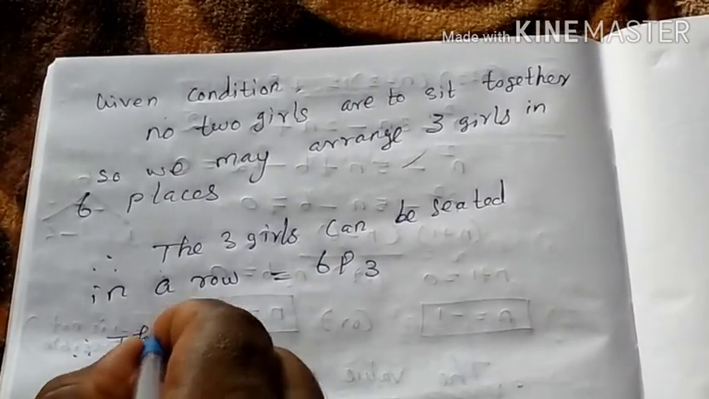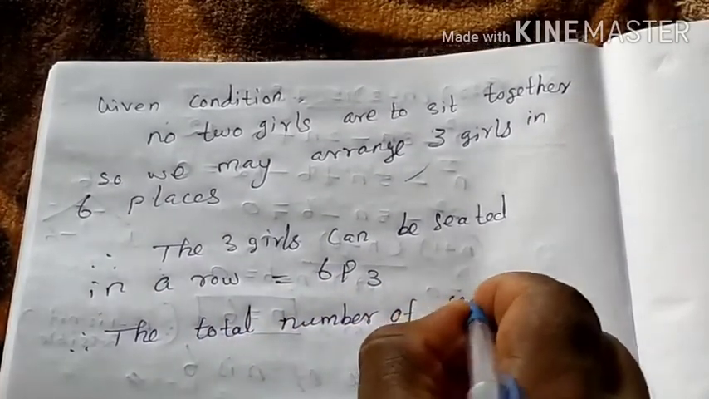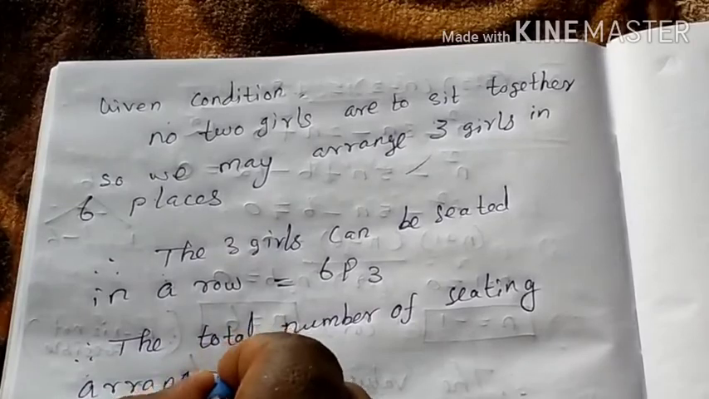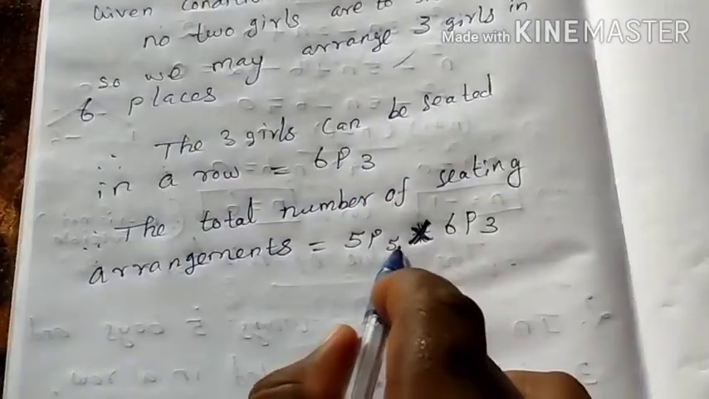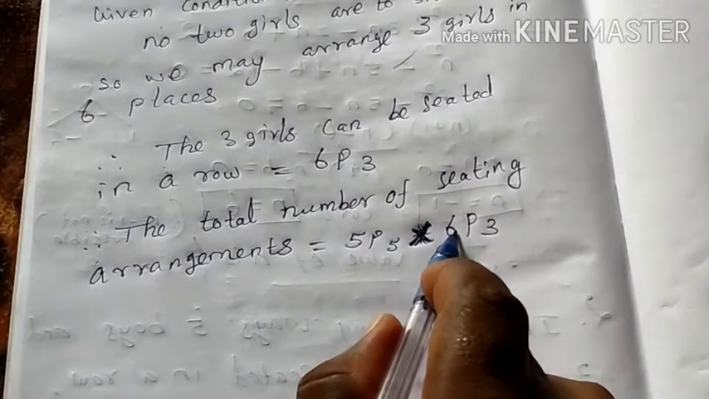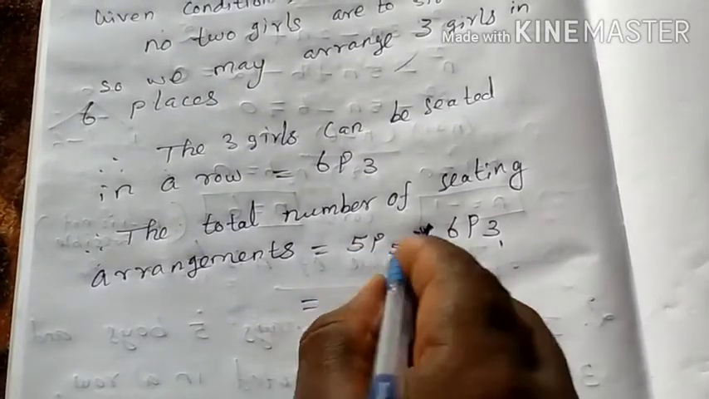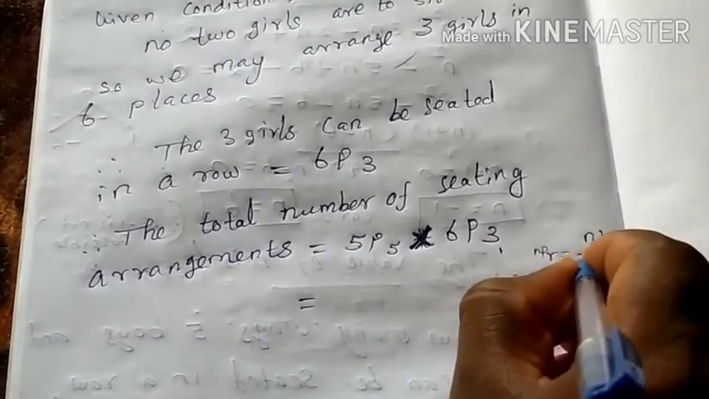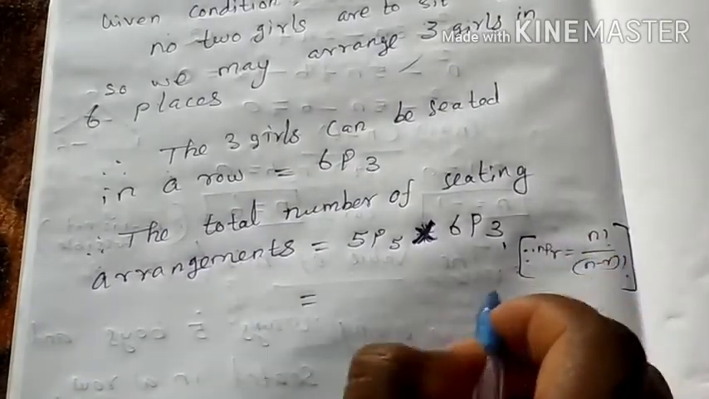Therefore, the total number of seating arrangements equals, by the multiplication principle of counting, 5P5 into the other value 6P3. Have you understood? Which is equal to 5P5 into 6P3. The formula is nPr equal to n factorial divided by n minus r factorial. This is your formula.